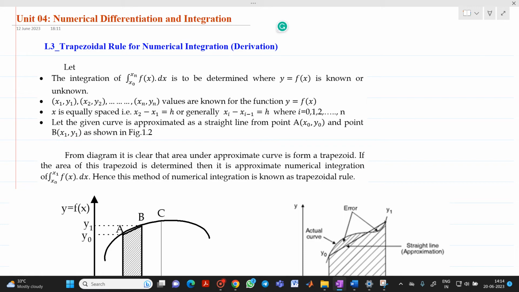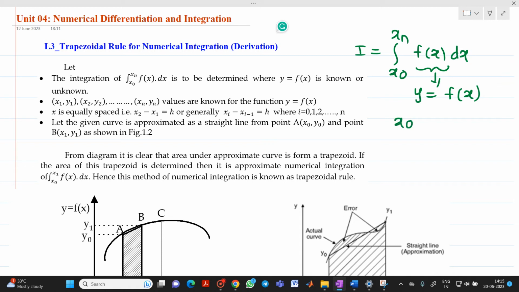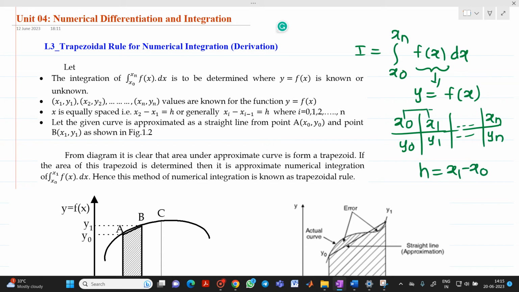Let us consider we have the integral I, which is equal to the integration from x0 to xn of f of x dx, where f of x is nothing but your function y equal to f of x, which may be known or unknown to you. Let's say we have data points starting from (x0, y0), then (x1, y1), up to (xn, yn), in such a way that the data are equally spaced, that is, h is equal to x1 minus x0, or you can say the distance between all values of x will be the same.